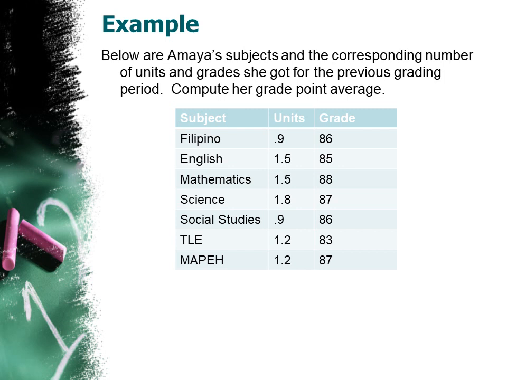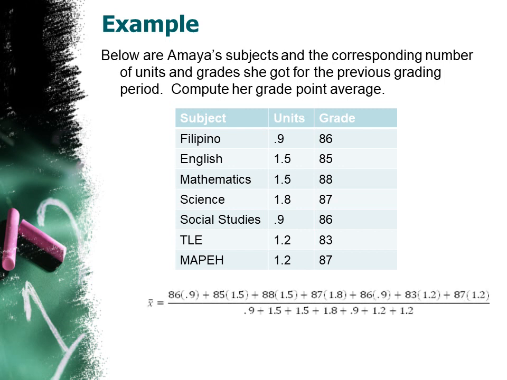So for Filipino, we need to multiply, of course, 86 by 0.9. For English, we need to multiply 85 by 1.5. For math, 88 by 1.5, and so on and so forth. Then our denominator will be the overall total for the units because it is summation of W yung denominator, as you can remember in the previous slide for the formula for the weighted mean.